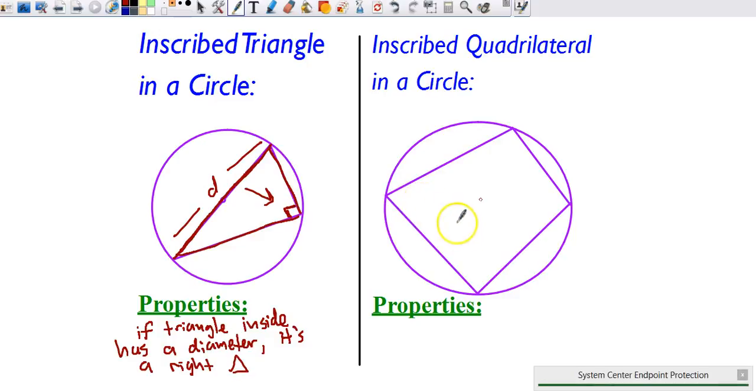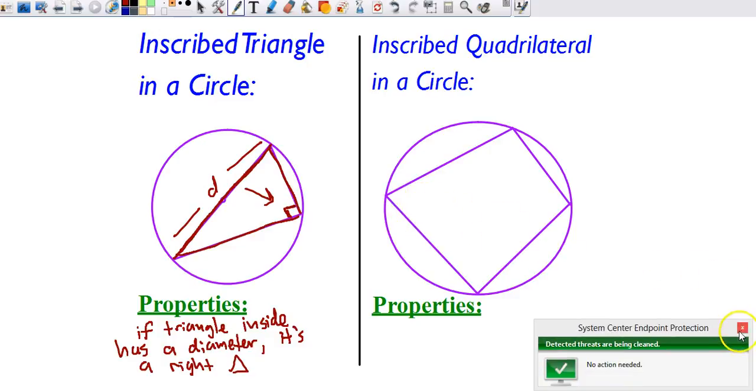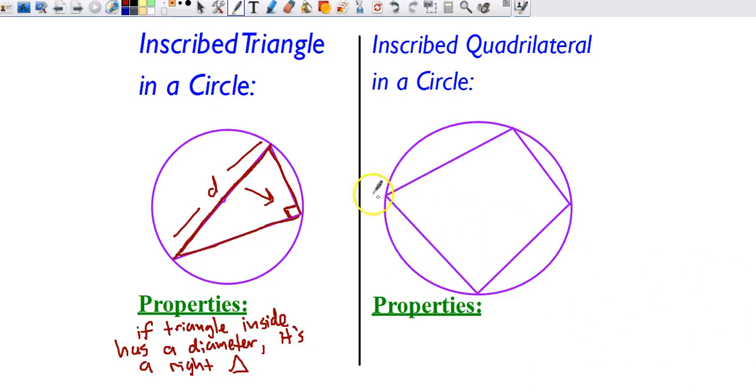Quadrilaterals are pretty cool. These have a special property here. So all 4 angles in a quadrilateral add to 360. And this only works in circles. The opposite angles of a quadrilateral are actually supplementary.